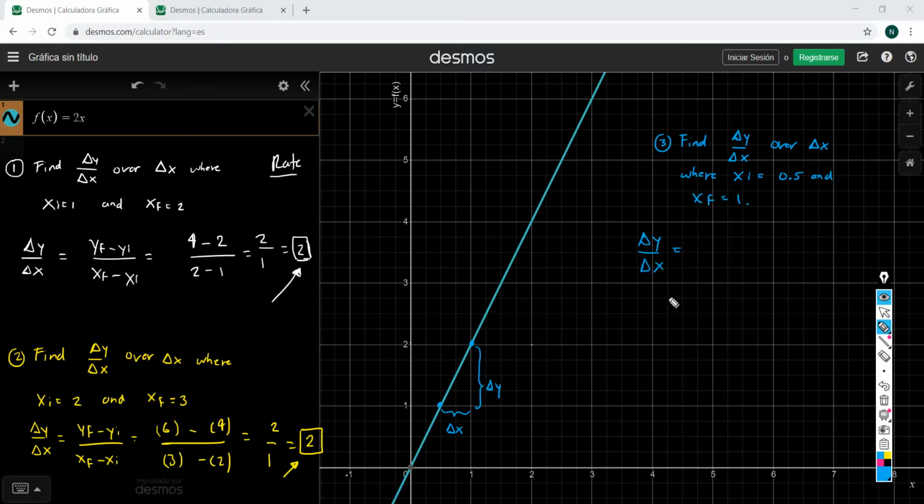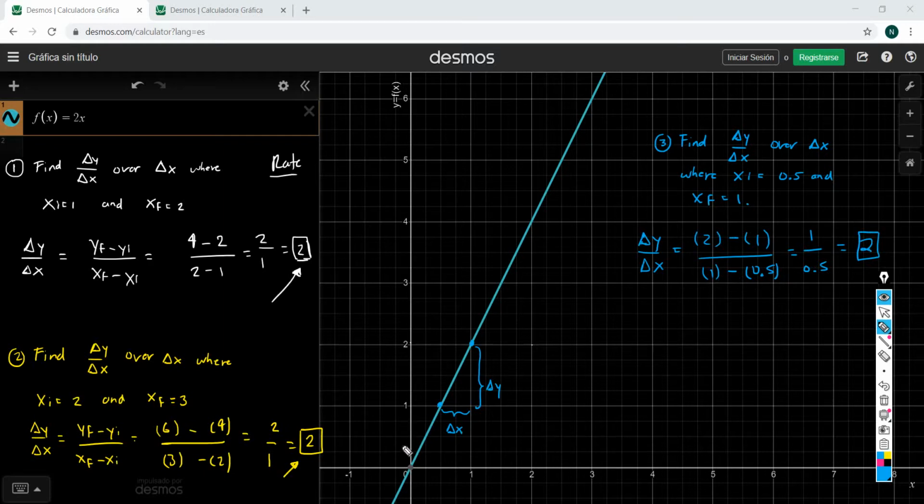So I'm gonna do it directly now. What is my final value in y? It's gonna be 2 minus the initial value in y, which is 1, over my final value in x, which is 1, minus my initial value in x, which is 0.5. Okay, let's calculate this. 2 minus 1 is 1. 1 minus 0.5 is 0.5. We make this division and we will get one more time 2.